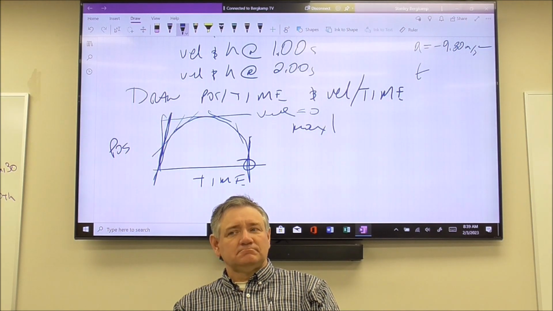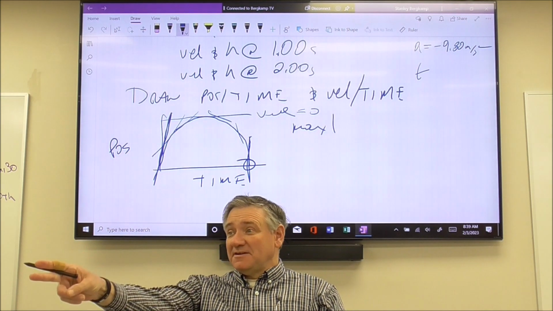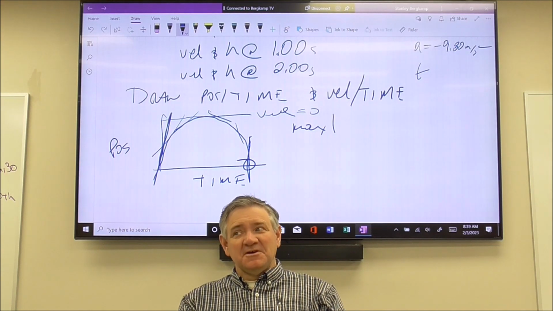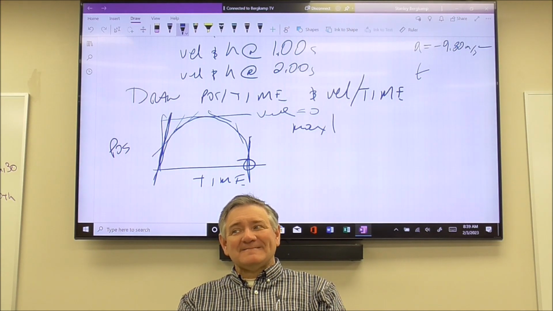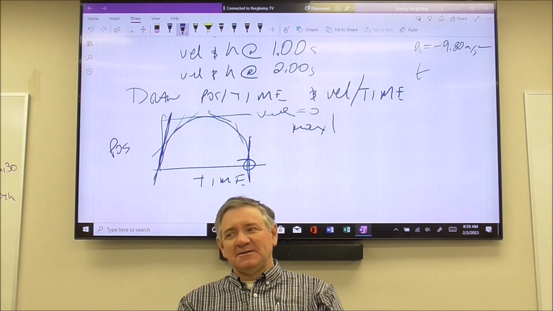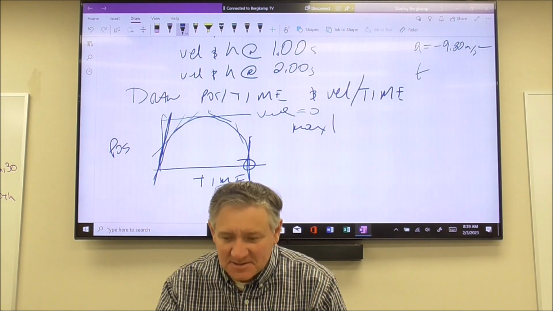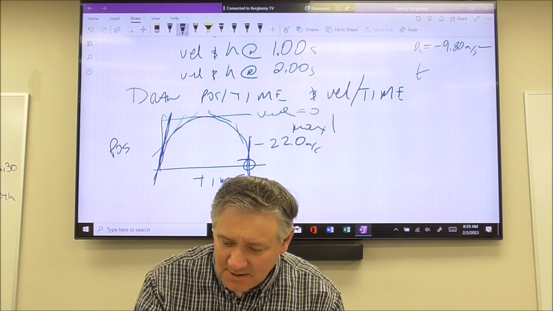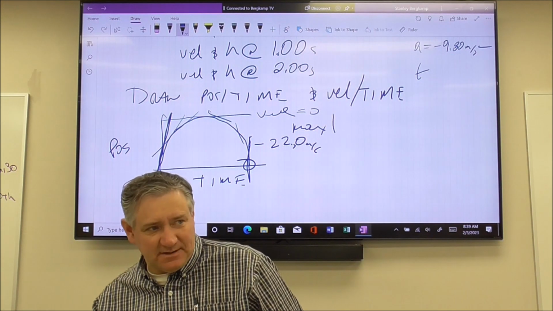Not 22. You need to put one word in front of the 22. Negative. So when it lands, it's going to have a velocity of negative 22 meters per second.